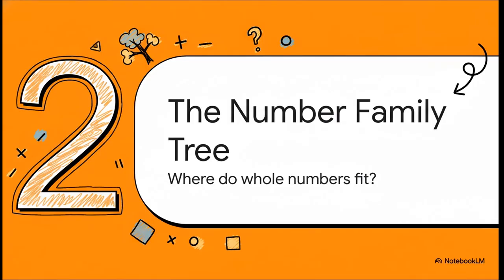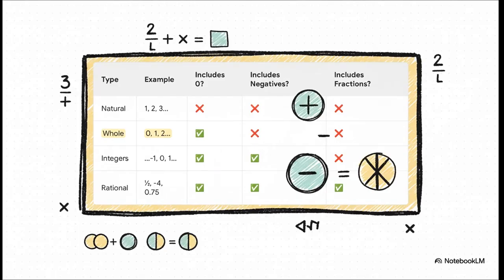Okay, so where do these guys fit in the grand scheme of things? It helps to think of numbers as belonging to different families or sets. So let's take a look at the number family tree and see where our whole numbers have their branch. This chart is awesome because it just lays it all out so clearly. Check out the top row, natural numbers. Those are just your basic counting numbers, 1, 2, 3, the ones you learned first.